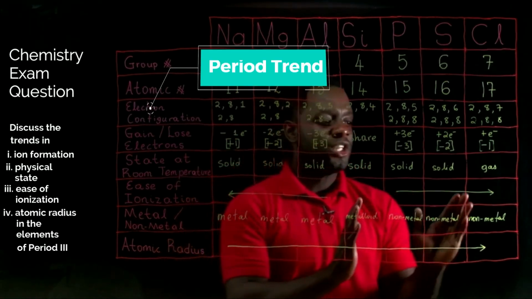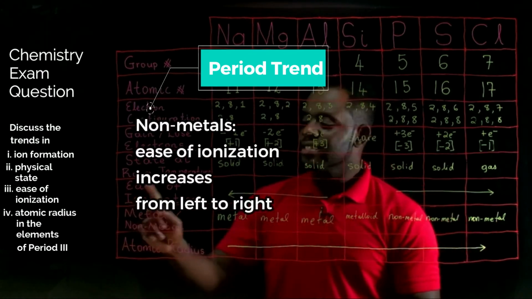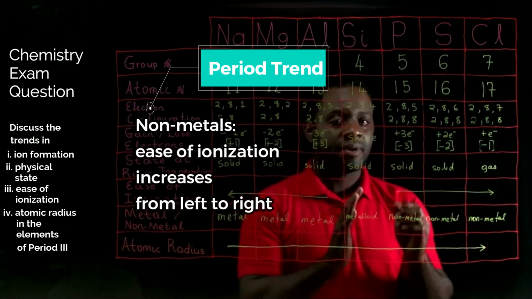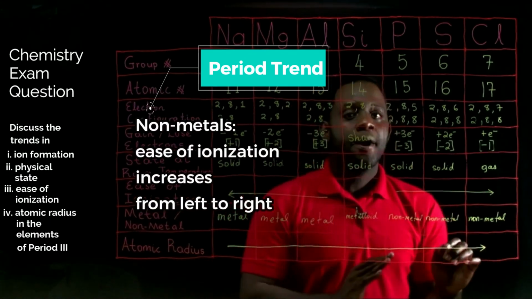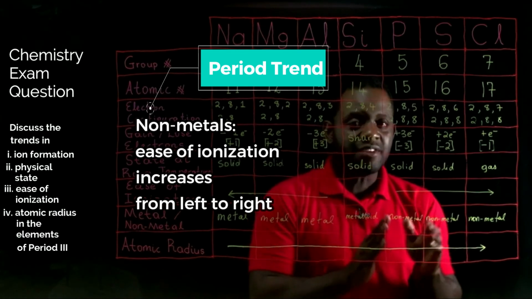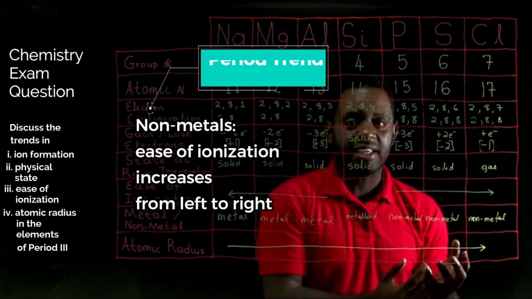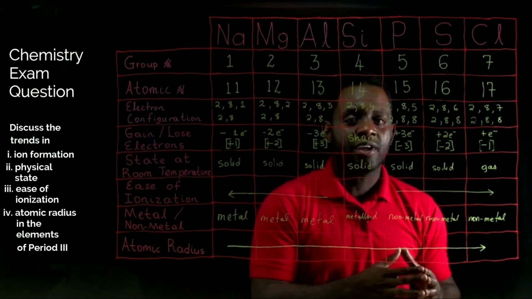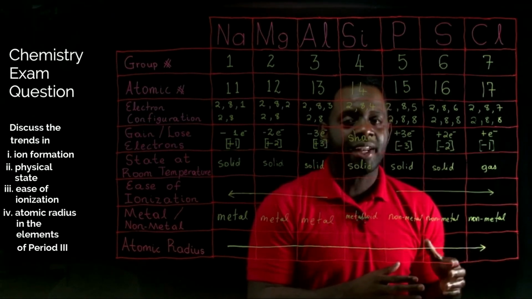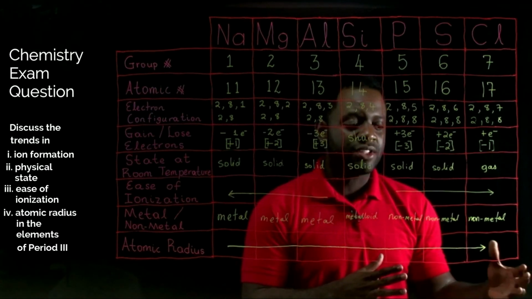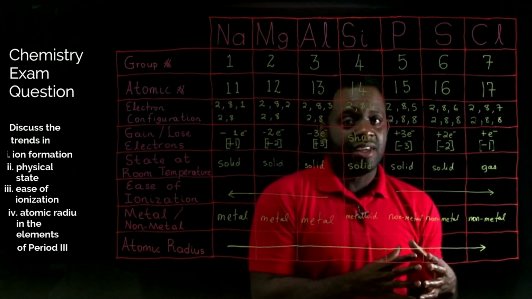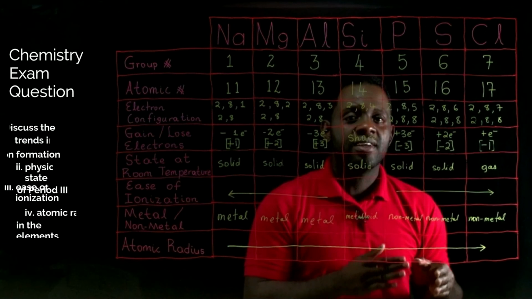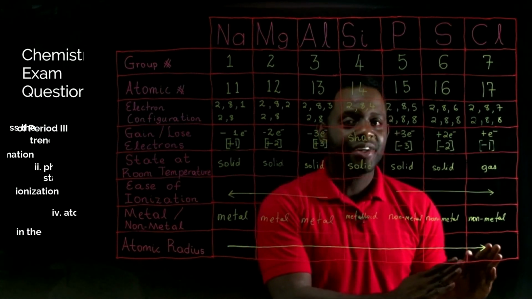However, for the non-metals, ease of ionization increases from left to right because effective nuclear charge is increasing the attractive pull of the nucleus for incoming electrons or for the electrons on the valence shell, that's increasing, which results in less energy required to take on incoming electrons.